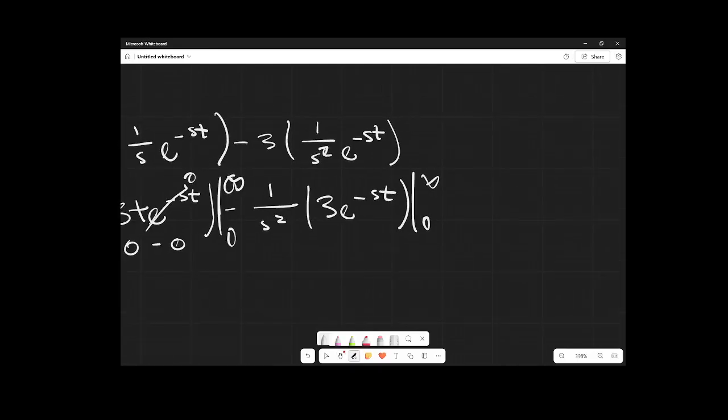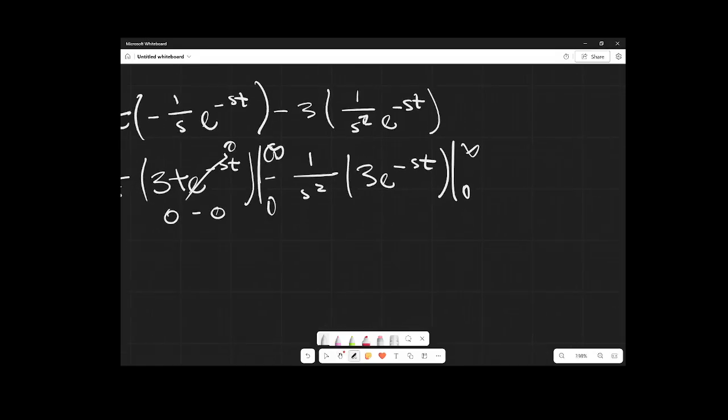Now, what happens over here? It looks like e to the negative infinity is going to be equal to 0. But then we subtract the 0 portion. So what happens when t is 0 here? Well, this goes to 1, and this is 3, and this turns into 3 over s squared.